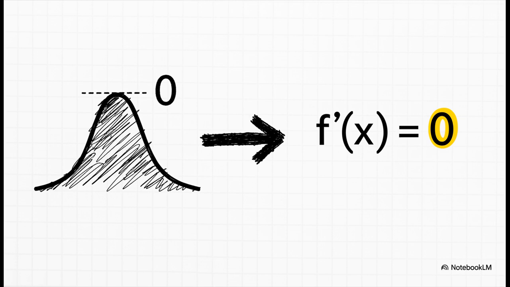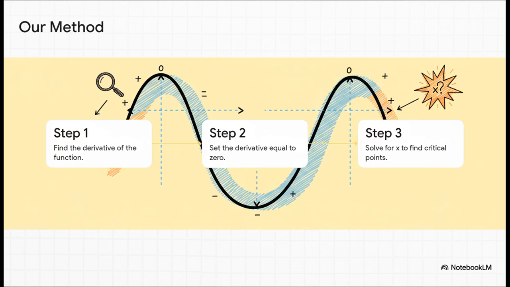It's a direct link. And this gives us this beautiful, simple three-step recipe. For any function you're given, you just find its derivative, you set that thing equal to 0, and then you solve for x. That's it. The answers you get for x, those are the locations of your peaks and valleys. In math, we call them critical points.